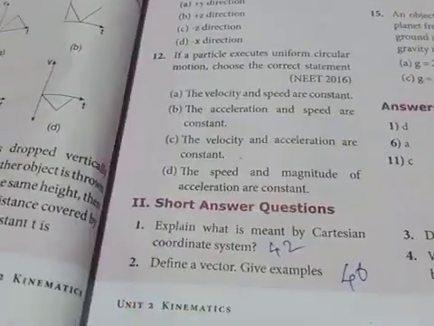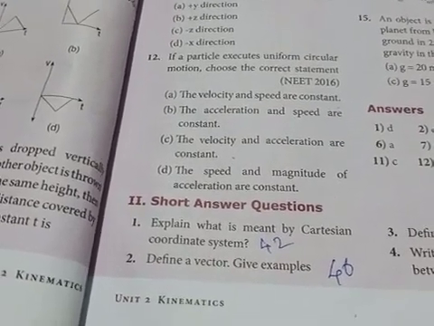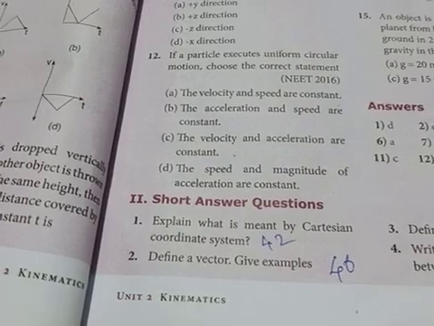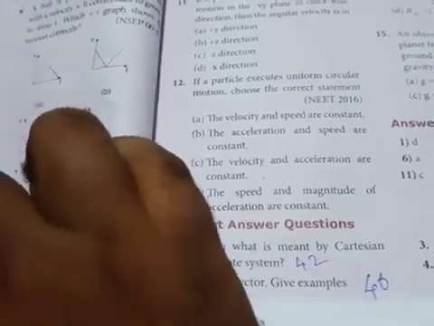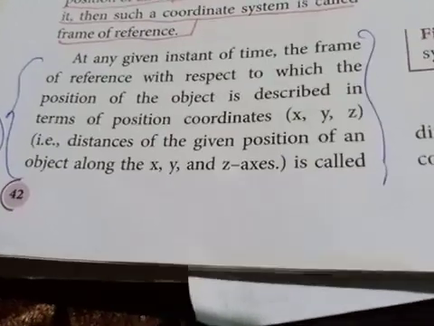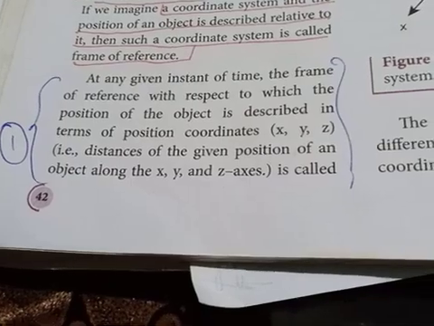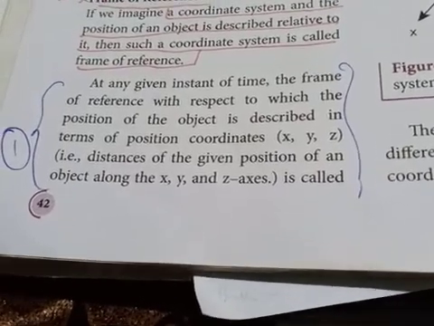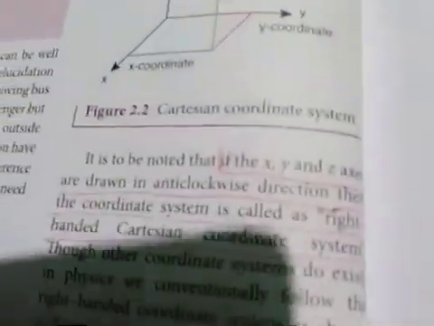Okay. Now let us discuss the book back questions. You can note it down. The first question is: explain what is meant by Cartesian coordinate system. On page number 42 you can see that answer. You can write: at any given instant of time, the frame of reference with respect to which the position of the object is described in terms of position coordinates x, y, z is called a Cartesian coordinate system. So that is page number 42, question number 1.